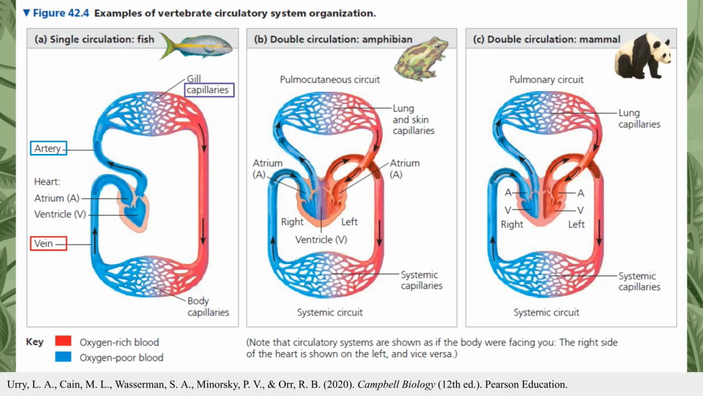Capillaries are the smallest blood vessels and have very thin walls. Their structure allows the exchange of gases, nutrients, and wastes between blood and interstitial fluid. Let us look at different patterns of vertebrate circulation.